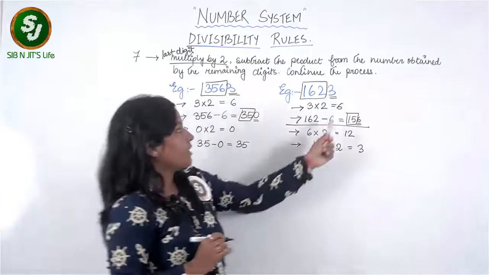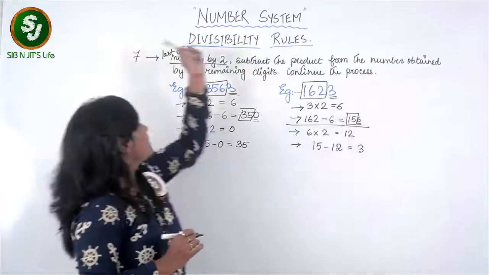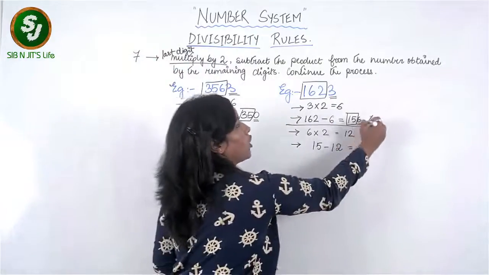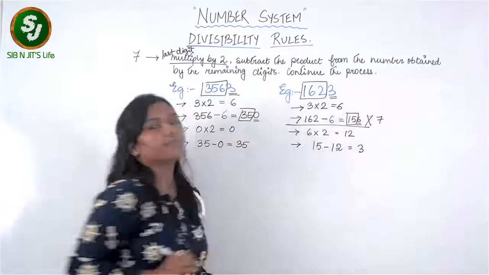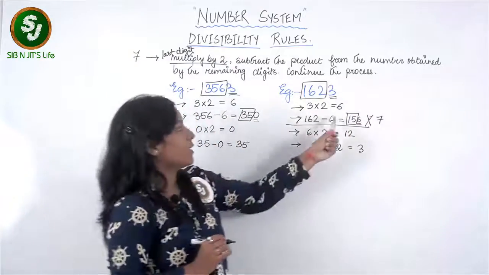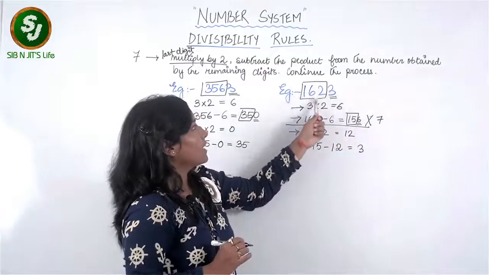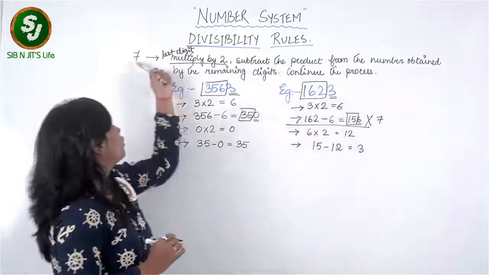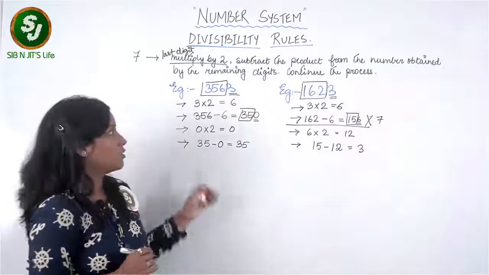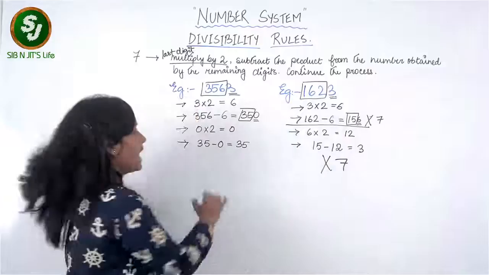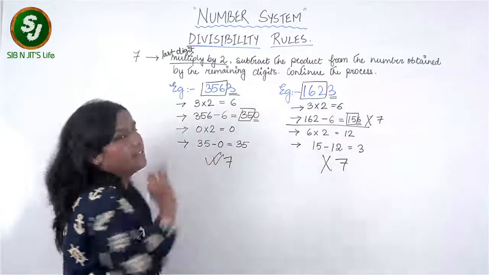Okay, so then we have to check whether 156 is divisible by 7 or not. So 156 is not divisible by 7. Okay, as 156 is not divisible by 7, this entire number 1623 is also not divisible by 7. So in these two examples, this one is not divisible by 7 and that one is divisible by 7.